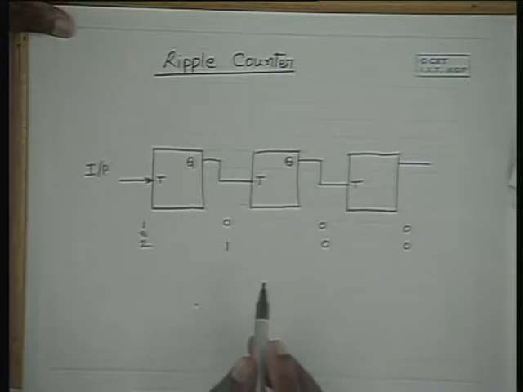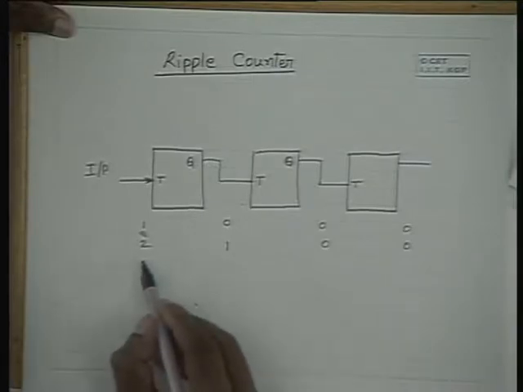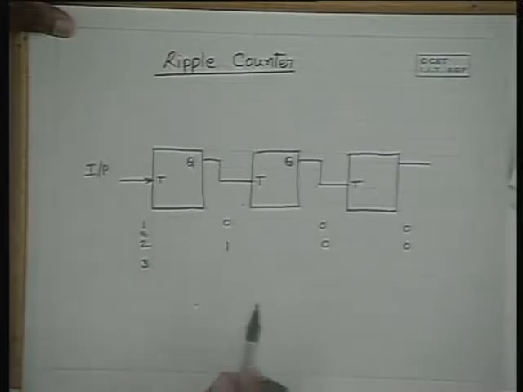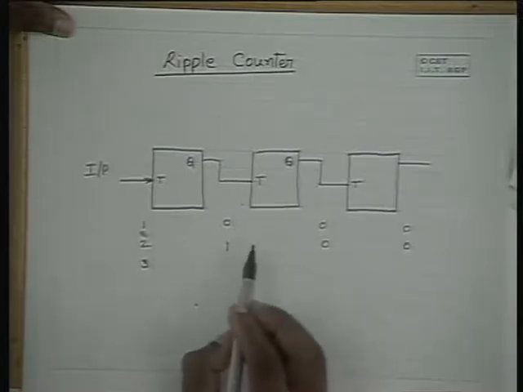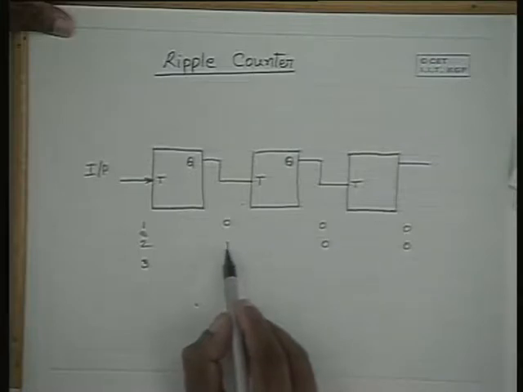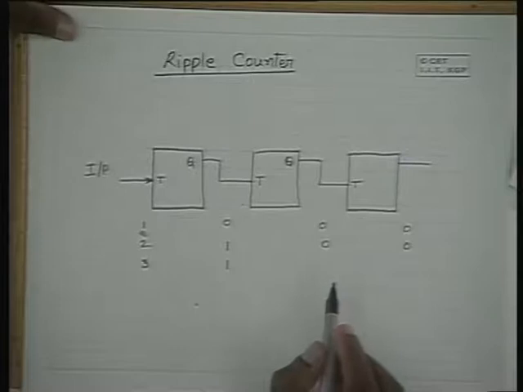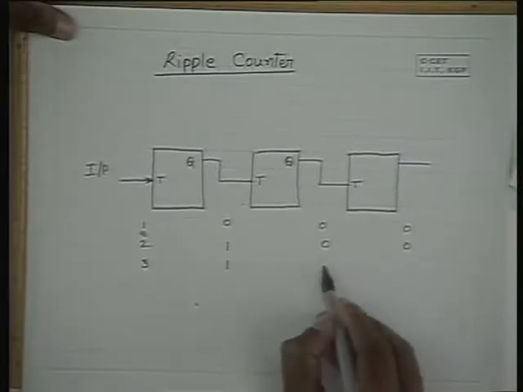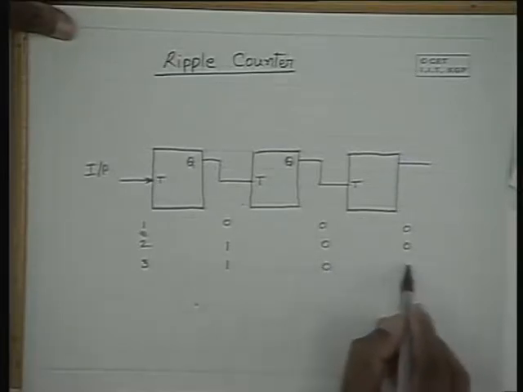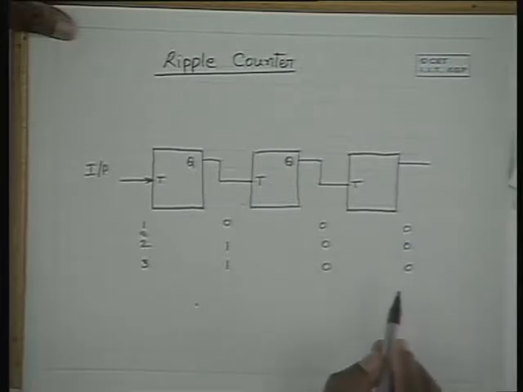Next, when the third pulse goes into the flip-flop, this one remains a 1, and so this flip-flop remains the same, and it would go like this for the third pulse. Well, let me not talk in terms of pulses.